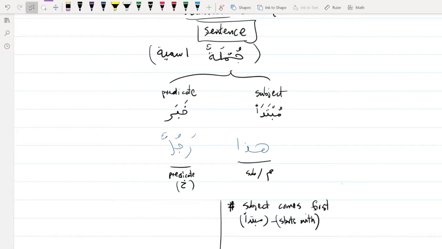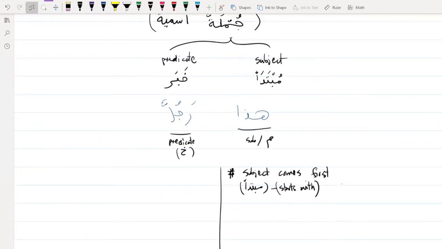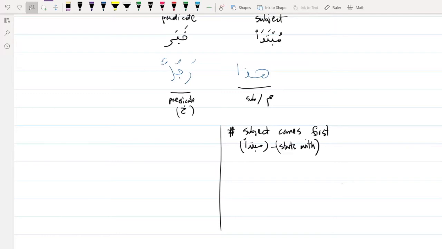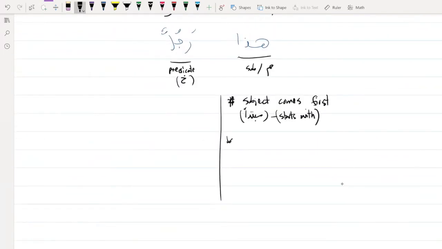So you have to find out which one is the mubtada and which one is the khabar, and what their rules are. So rule number one: the mubtada, the subject, always comes in the beginning. The mubtada is the one that starts the sentence. That's why it's called mubtada, something that begins. Okay, that's number one we know. Second, what else do you know about mubtada? Usually it is, as a sister pointed out, ma'rifa. It's definite.